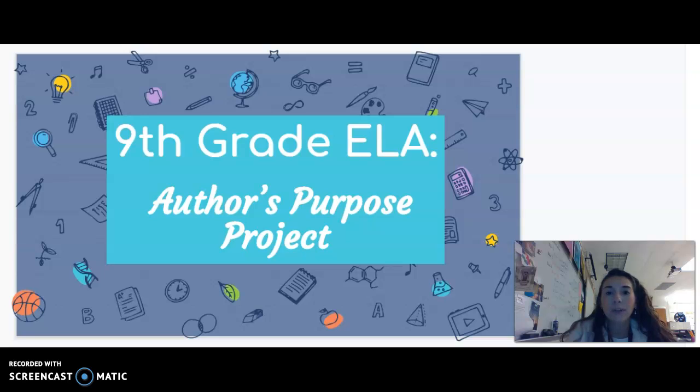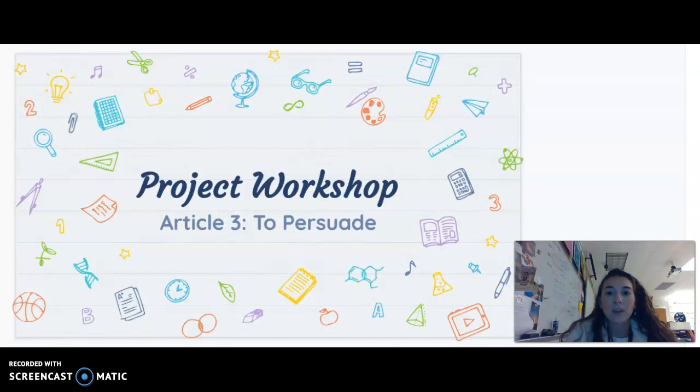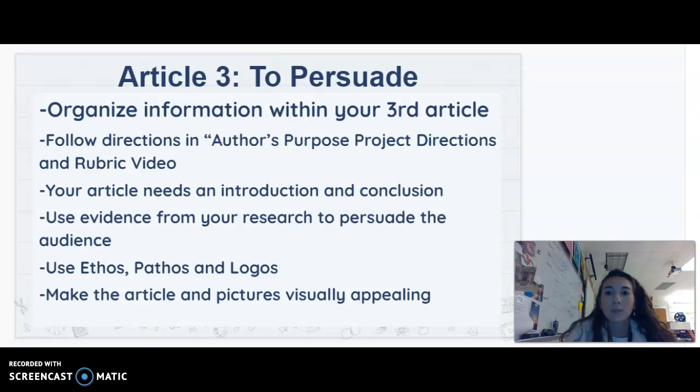I'm here to go over your 9th grade ELA Author's Purpose project. Today we are going to be working on a project workshop. We are going to be focusing on Article 3, which is to persuade. You need to organize information within your third article related to the topic that you have chosen for your persuasive project. Alright, we need to follow directions in the Author's Purpose project directions and rubric video, so please make sure that you check back over those.